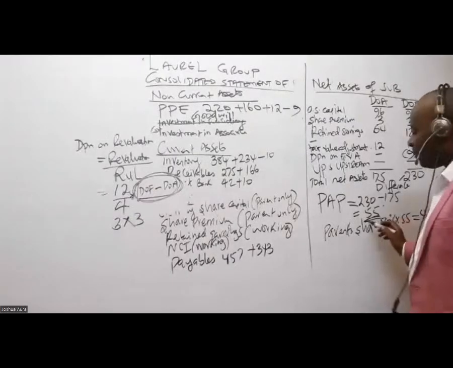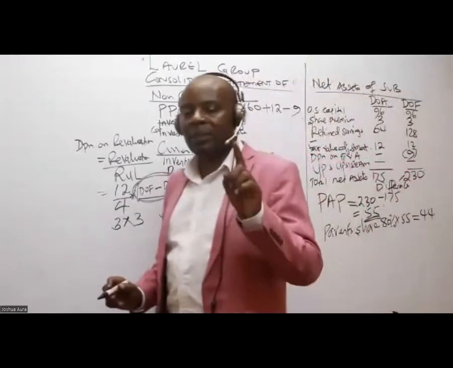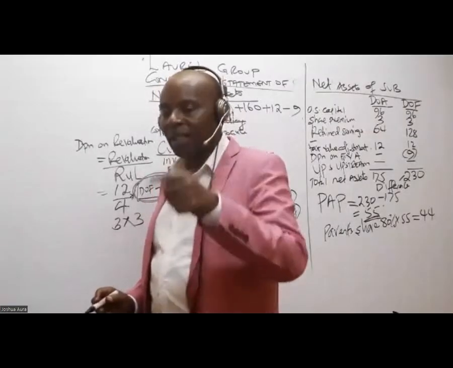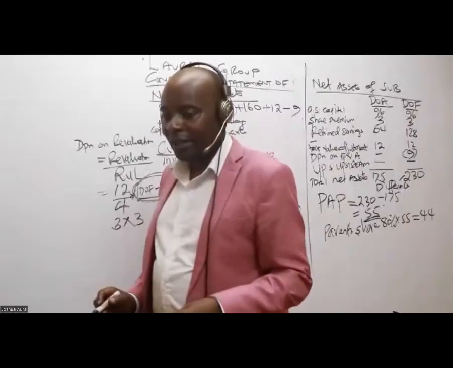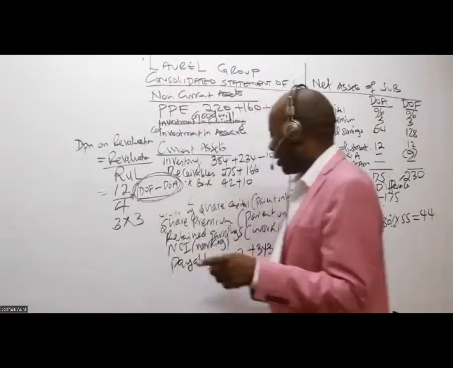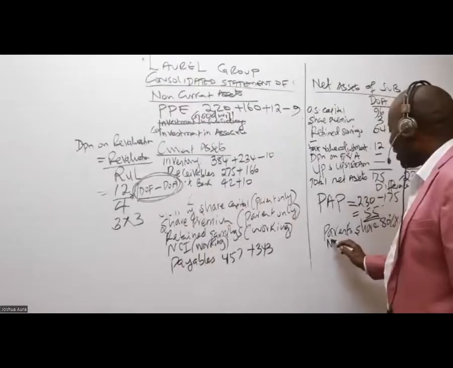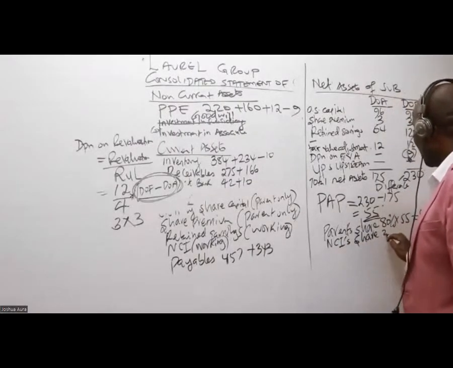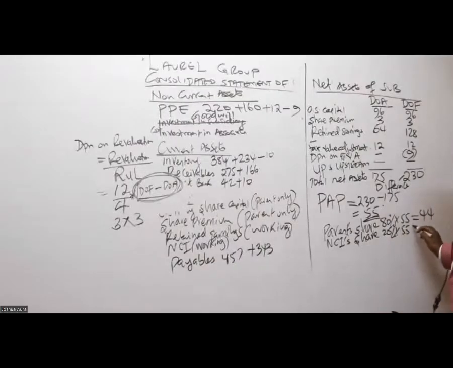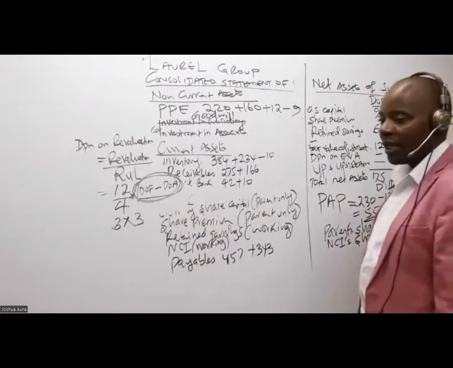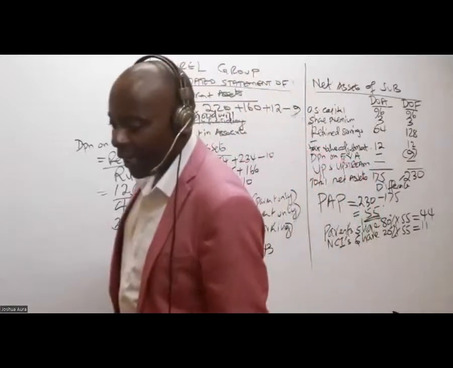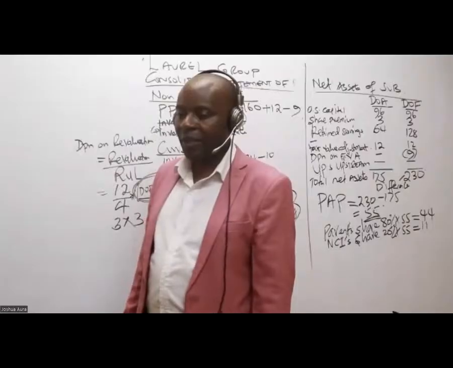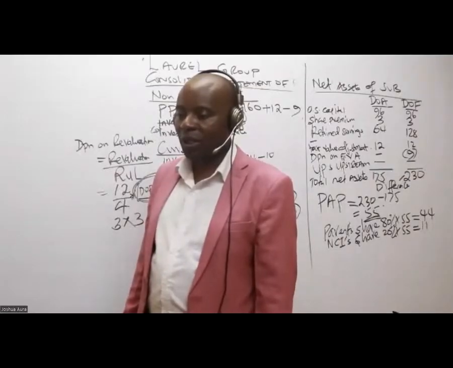Because the parent has got 80%, there must be another stakeholder who has the other percentage. What is the name of the other guy? It's NCI. So you talk of NCI's share, which is 20% of 55, which will give me 11. Thank you so much.